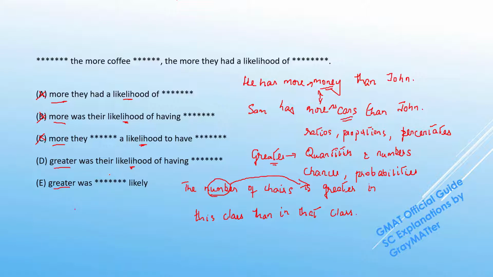Now D and E have "greater," so we need to look for another point of attack. The main difference that we can see between D and E is "likelihood" and "likely." Now how do we use "likely"? Do I say rainfall is more likely today, or would I say rainfall is greater likely today?